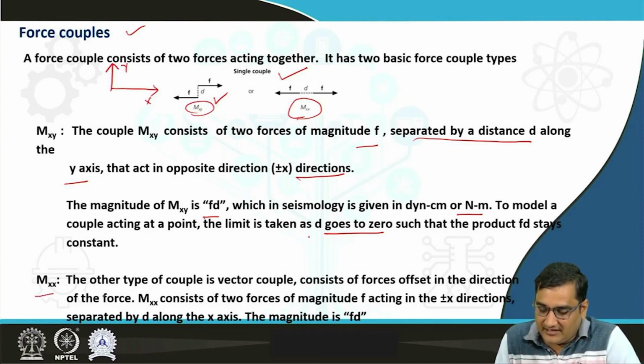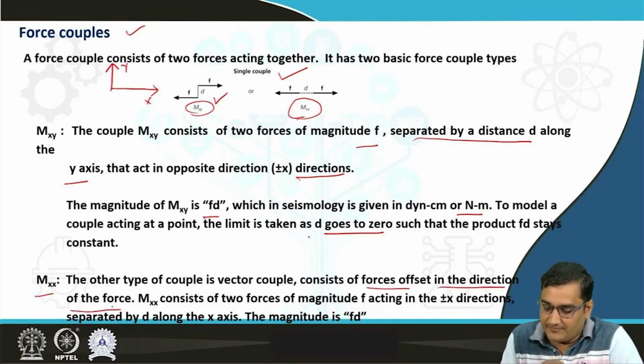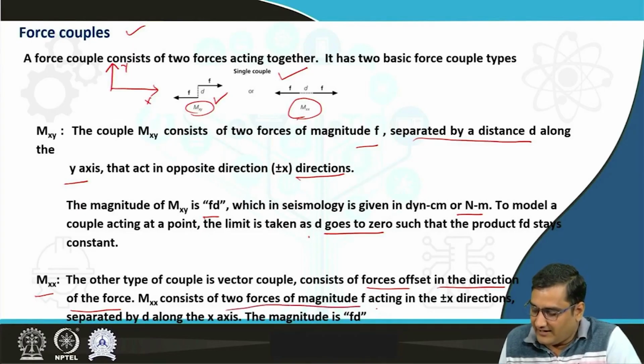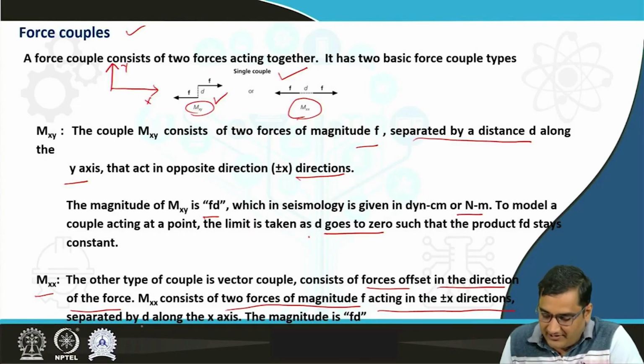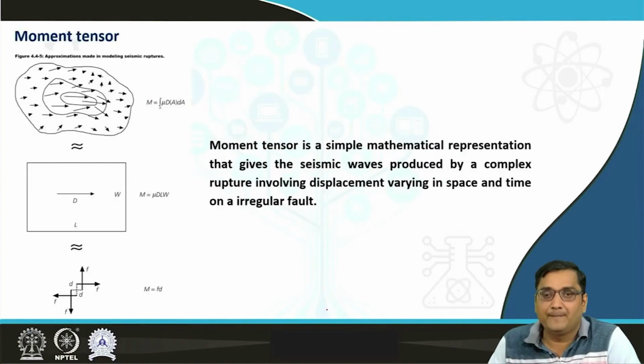Mxx, the other type of couple, is a vector couple consisting of the forces offset in the direction of the force. Mxx consists of two forces of magnitude F acting in the plus and minus x direction, separated by d along the x-axis, and the magnitude is Fd.